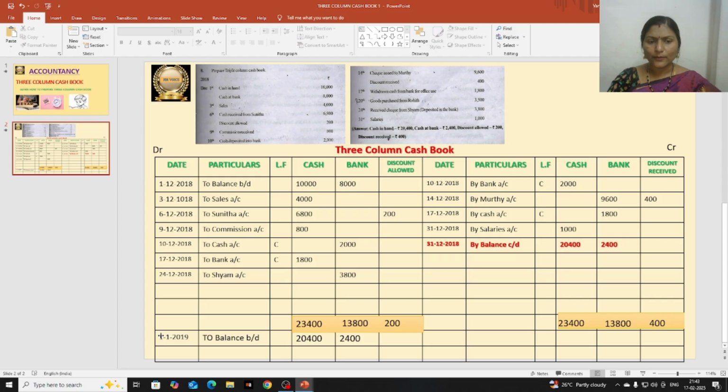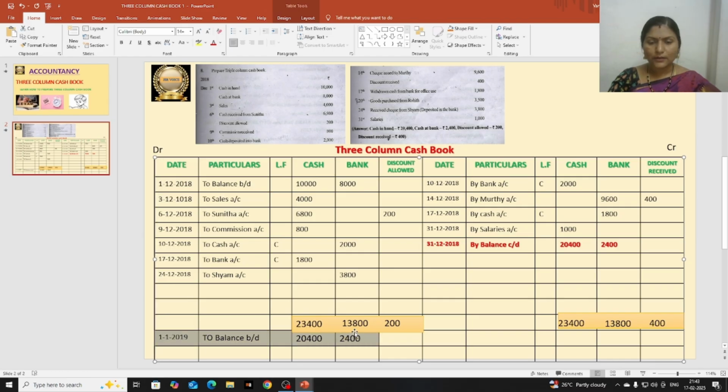I will mention this also using red color. So this is the answer actually: balance carried down, balance brought down. Hope this is clear for everyone. So this is how we prepare the 3-column cash book solution. If you follow this, you will get full marks in the final examination.